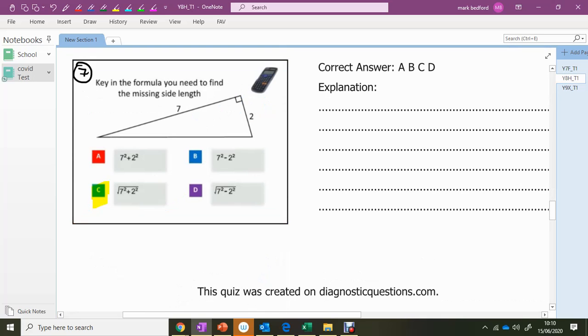On 7, key in the formula you need to find the missing length. Right angle triangle. My longest side is opposite the right angle. And remember, if it's the longest side, you have to square the two sides, then add them together. So let's have a look. To work out this one, we would take the square root of the two sides squared and added together, which gives me answer C.